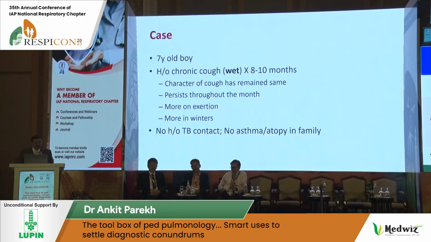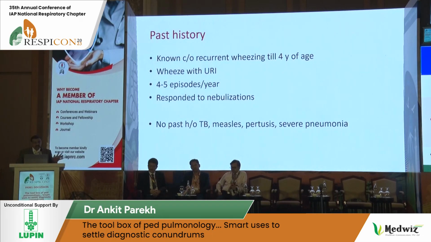Okay, so another child, similar age, but has a slightly wet cough for around 8 to 10 months. You've seen the character remains the same, persists, more on exertion, more in winters. And sometimes the wet cough is not very clear when the child presents in the OPD. Sometimes it is difficult to pick up. Now, this child is a known recurrent wheezer, wheezes with viral infection, has 4 or 5 episodes in a year, responds to nebulization, right? But now this child is not getting better.